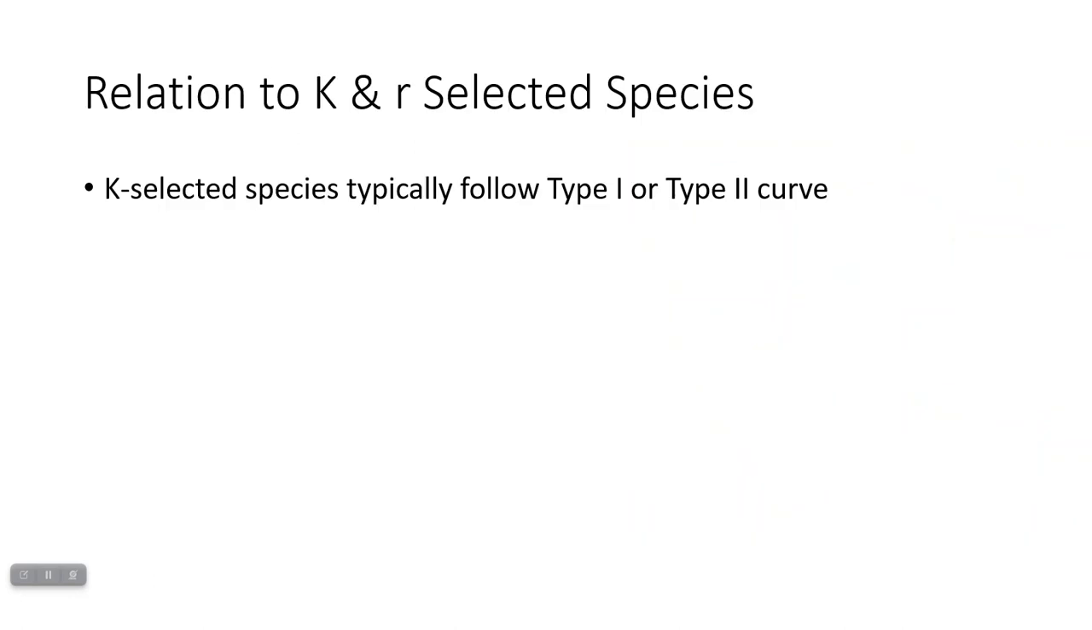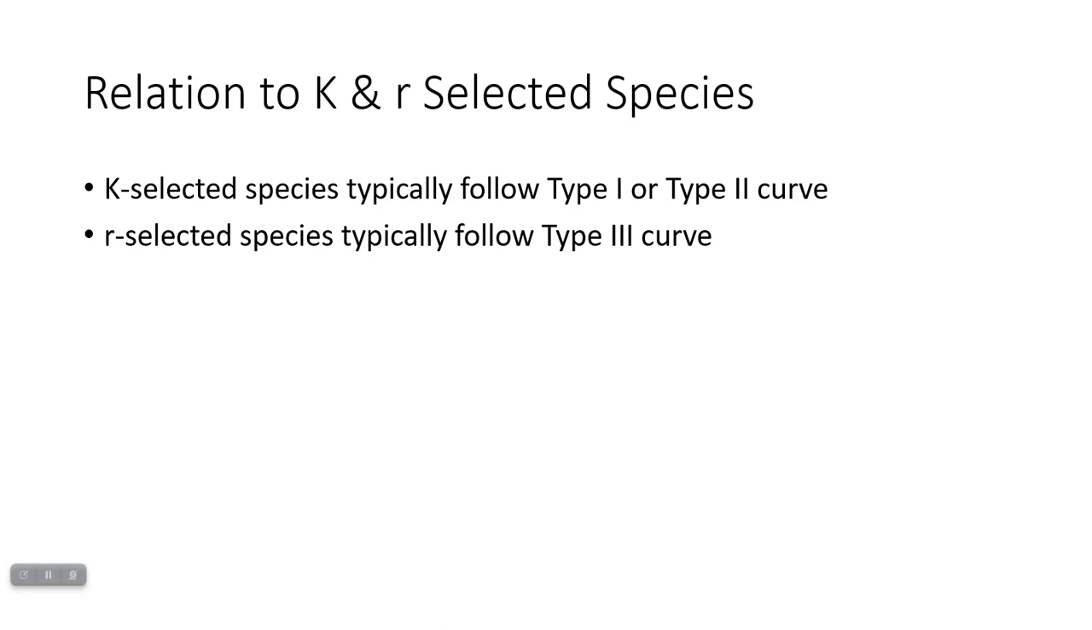So how is this related to R and K strategists? We talked about that some on the previous slide. K strategists typically follow something like a type 1 or a type 2 curve, while R strategists tend to follow a type 3 curve. But like I said, nothing's 100% definitive. So you might find some R strategists who follow more of a type 2 curve. I wouldn't say they follow a type 1 curve, just because R strategists tend to have a lot of offspring. That's one of the big characteristics of R strategists.